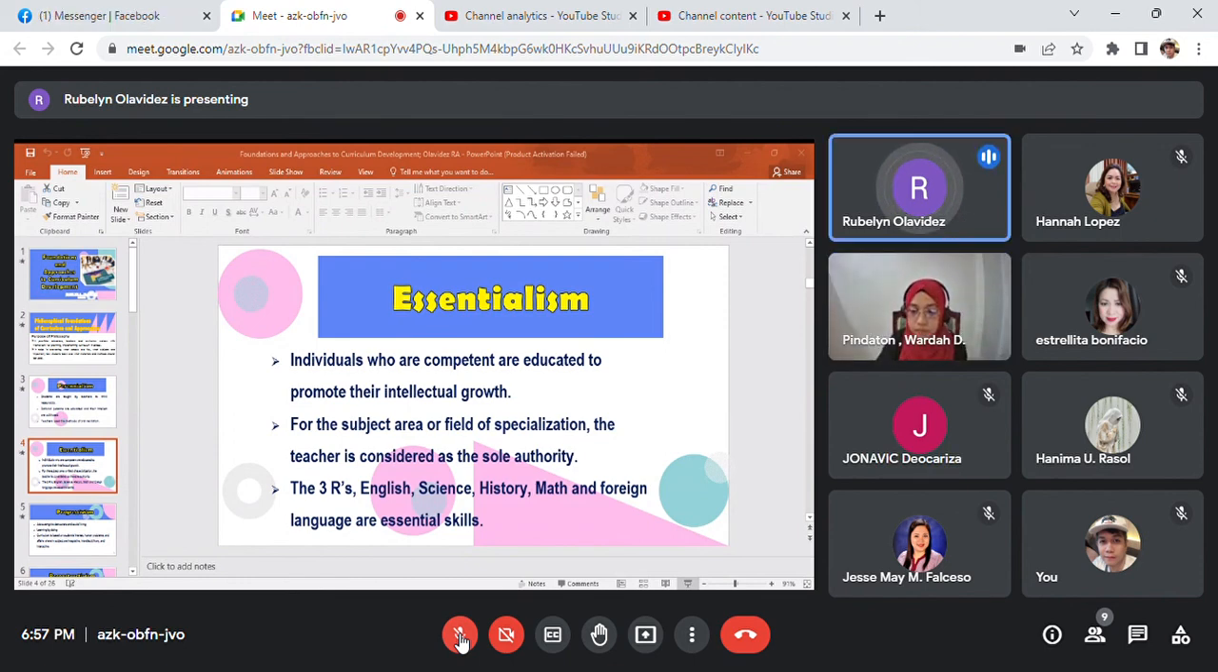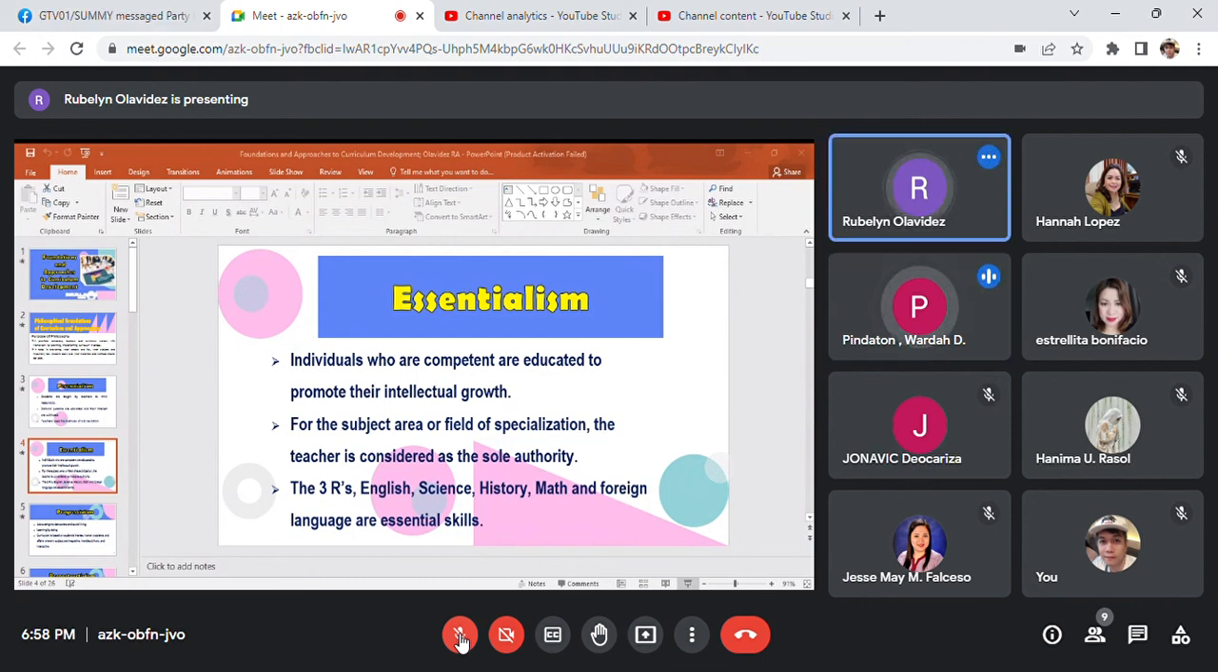Okay, good evening po. Good evening, Doc, Hannah, and my classmates. And my topic is all about the foundations and approaches to curriculum development. I am Robilin Olavides, and I am connected to SDO Oriental Mindoro.